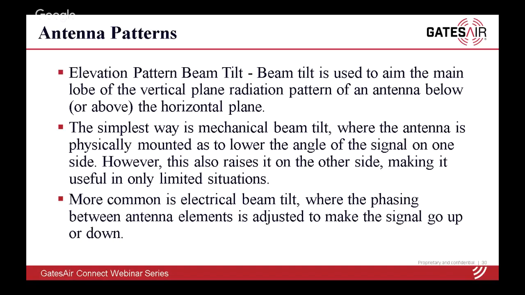The simplest way is to mechanically beam tilt. Basically, you physically tilt the whole antenna down, where the antenna is physically mounted on the tower at an angle. However, this raises it on the other side. So you've got to keep in mind, as you look at the backside of that, as you tilt it one way, the other way is going to go up. So we're sending power out into space. More commonly is electrical beam tilt, where the phasing between the elements of the antenna is adjusted to make the signal go up or down.